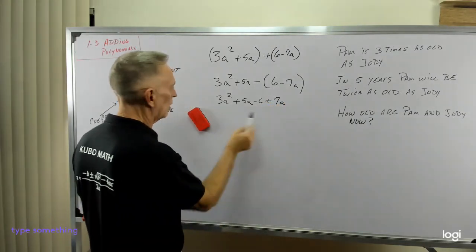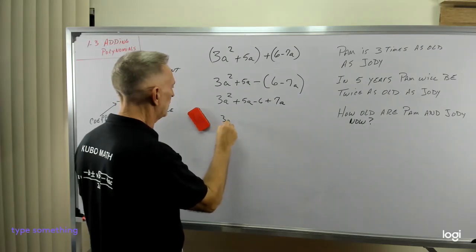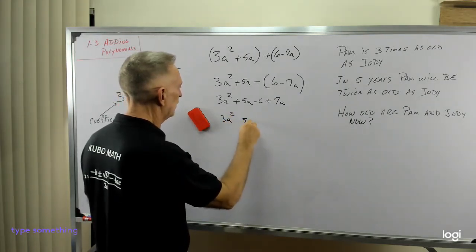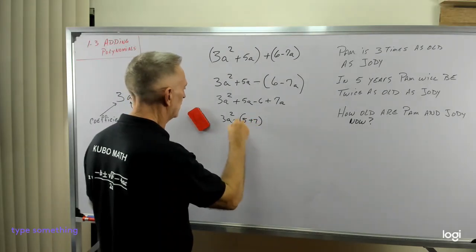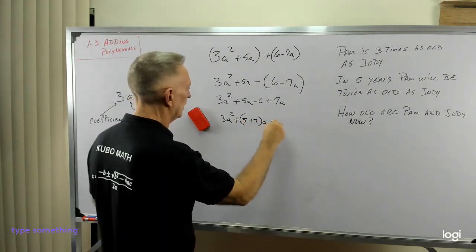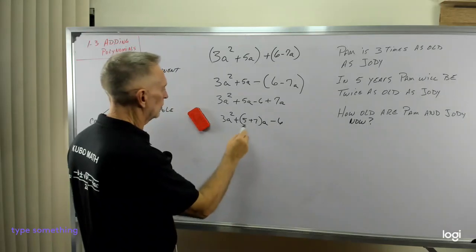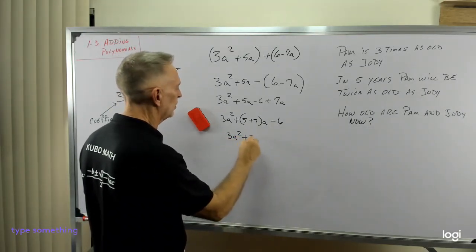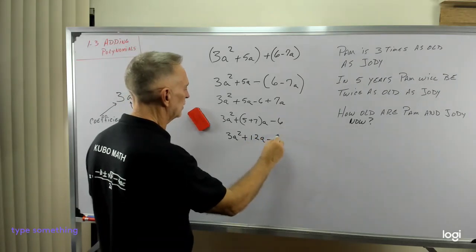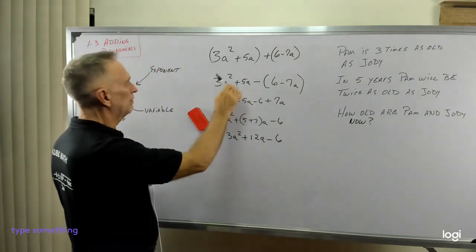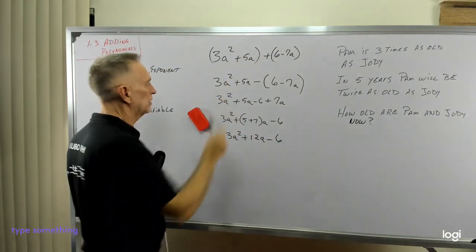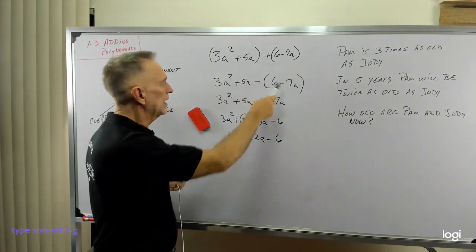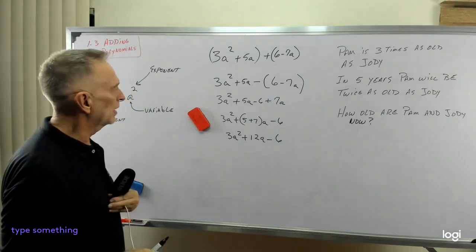So now let's collect my terms. So I have 3a to the second power, 5 plus 7 times a, minus 6. So 5 plus 7 is 12. So I have 3a to the second power plus 12a minus 6. So that would be if I were to subtract those two parentheses. I do have to distribute that negative into the parentheses to make that happen.